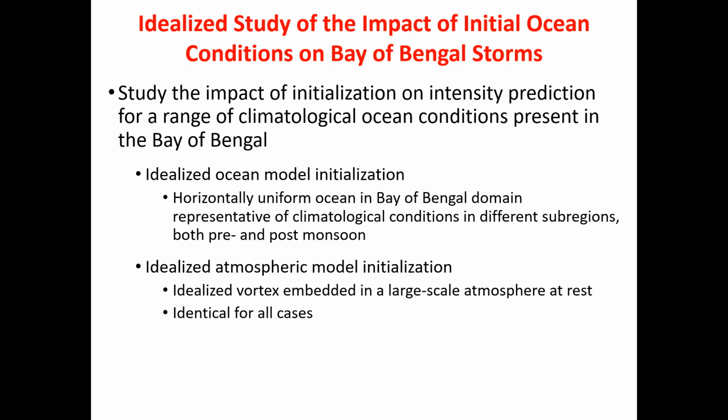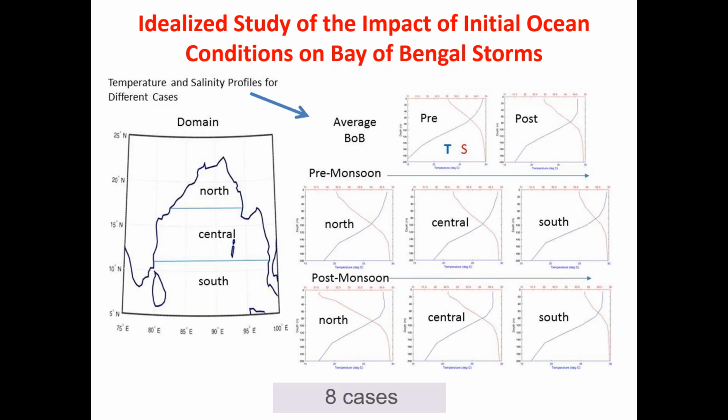Again, the atmospheric model initialization was in this case, an idealized vortex embedded in a large scale atmosphere at rest. And it's identical for all cases. We want to isolate the ocean contribution. And this shows how this was broken down. The Bay of Bengal was broken down into north, central, and south subregions. And when you do the idealized initializations for these three subregions for the pre-monsoon and post-monsoon seasons, that leads to 6 cases. She also ran 2 additional cases where it was the average over all 3 regions, pre and post monsoon, so a total of 8 cases.